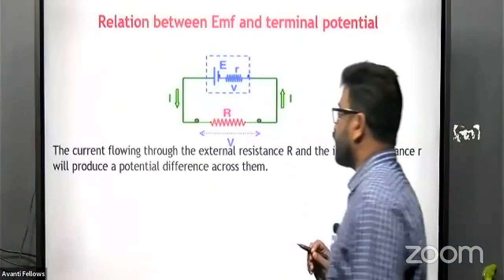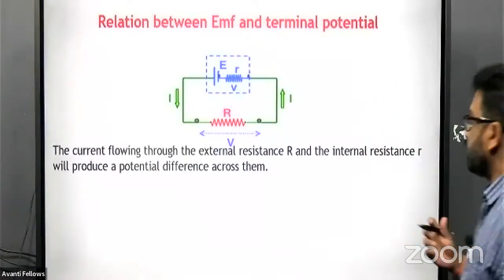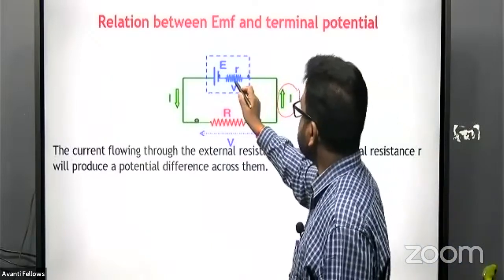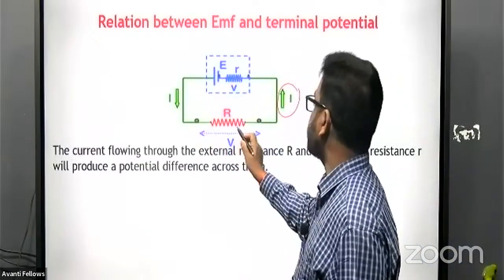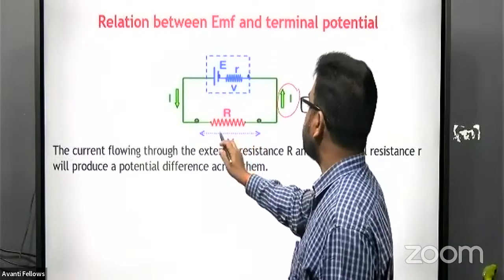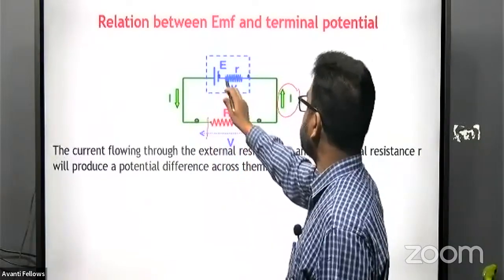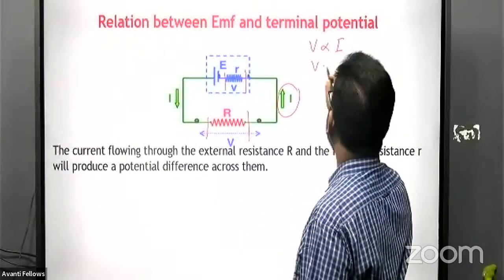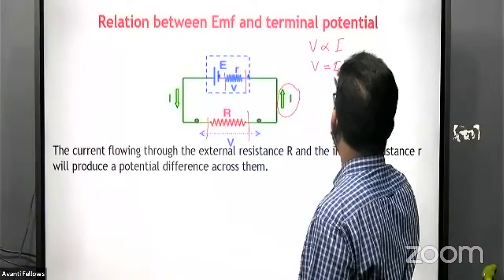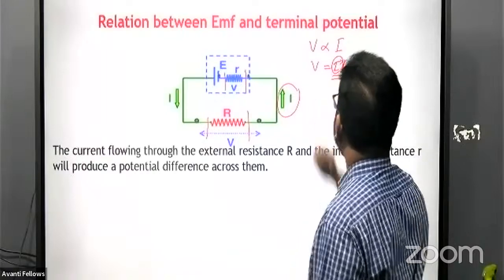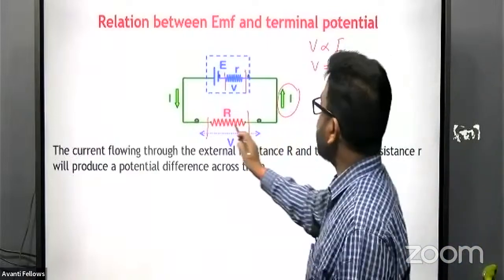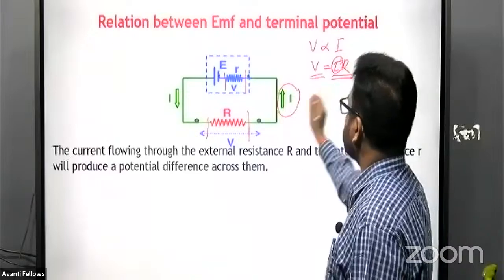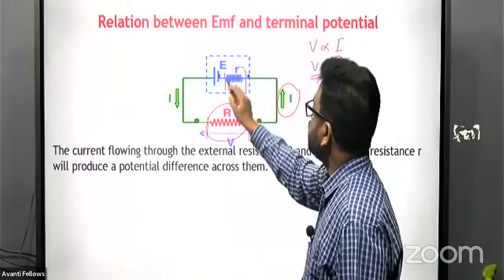Now, which one is producing the potential difference here? The potential difference is produced by the current. So current is flowing through the internal resistance, through the cell, and through the external resistance. So it produces a potential difference here as well as here, because we know V is proportional to I and V equals I multiplied by R. So wherever there is a current, there will be a potential difference.